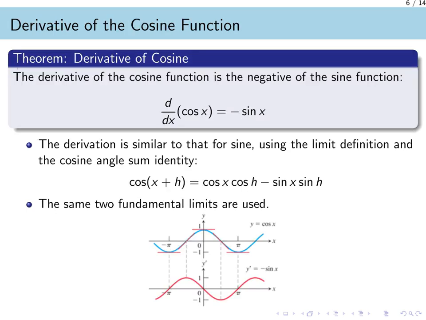Now that we have the derivative for sine, we will find the derivative of the cosine function, which follows a very similar process. We begin with the limit definition of the derivative and apply the angle sum identity for cosine.